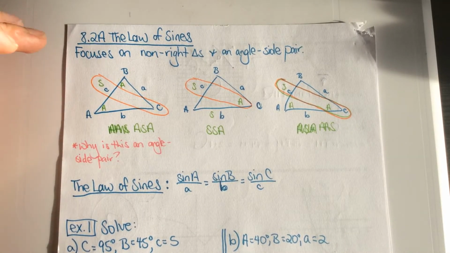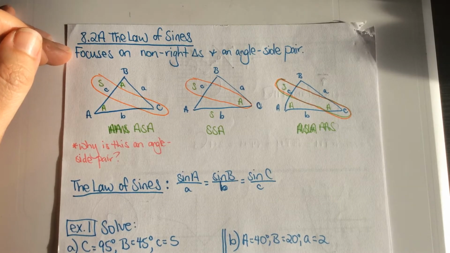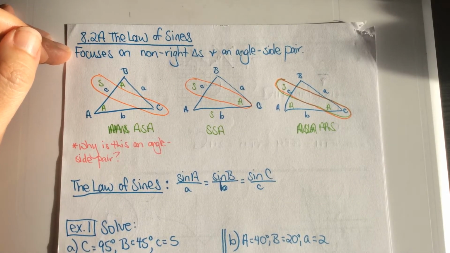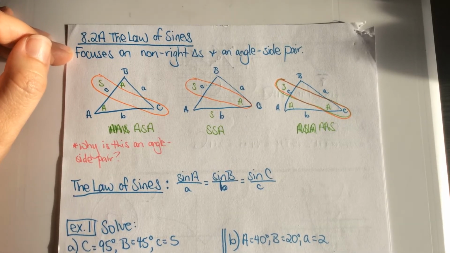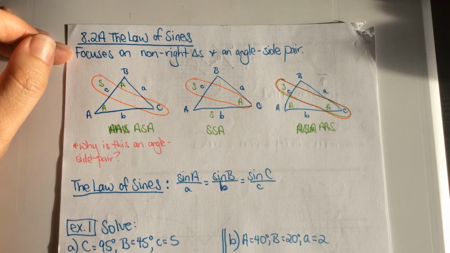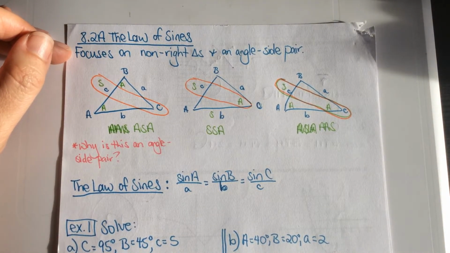All right, so we're not going to use law of sines on right triangles because if we have a right triangle, we're going to use SOHCAHTOA. SOHCAHTOA is always going to be easier than law of sines. We can only use SOHCAHTOA when we have a right triangle. If we don't have a right triangle, we're going to use the law of sines or the law of cosines, which is the next section.